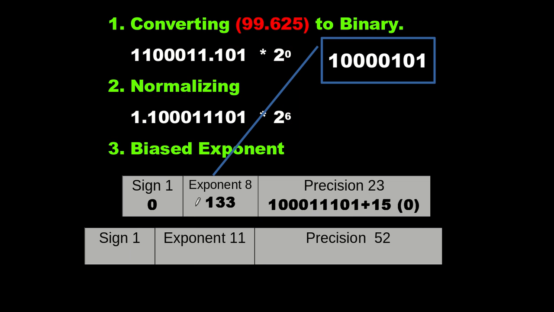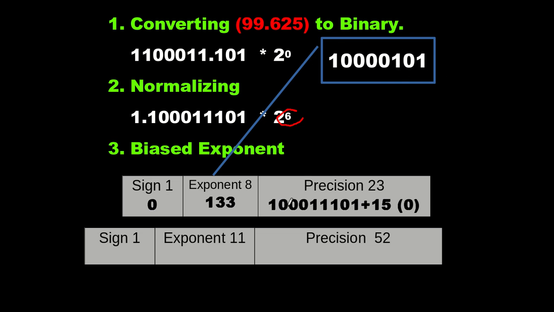So now the exponent is what? 133. Why? I had 2 to the power 6 plus 127. We add either 15, 31, 63, or 127. Here's the 6. 6 and 127 equals 133. This is how I'm representing it. So 133 equals what in binary?